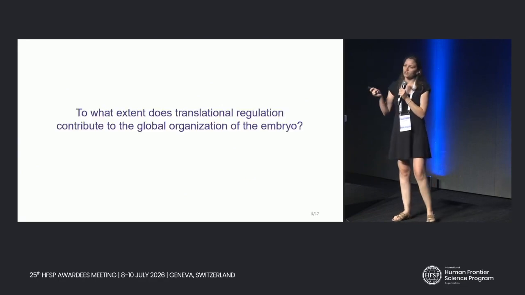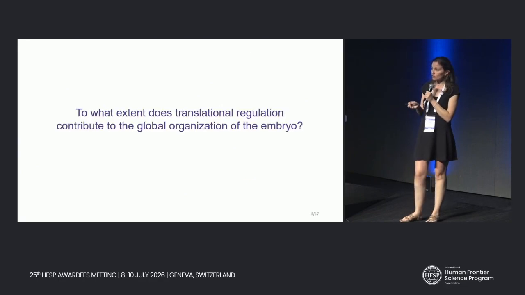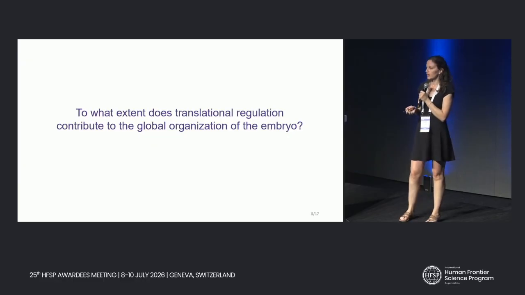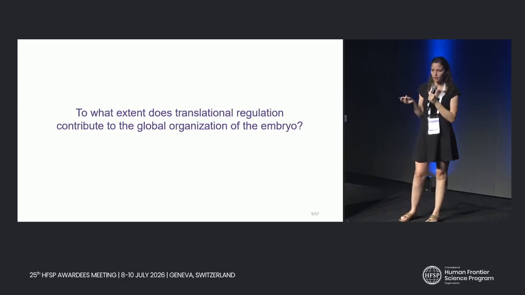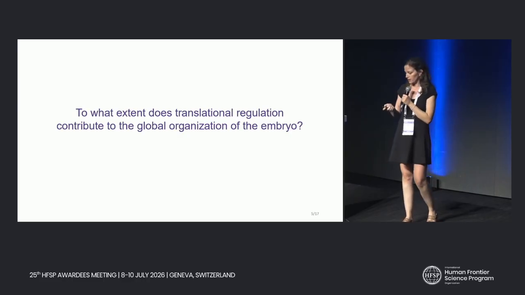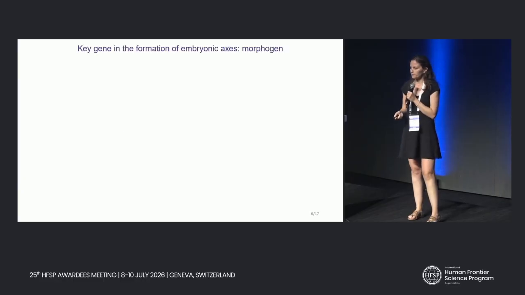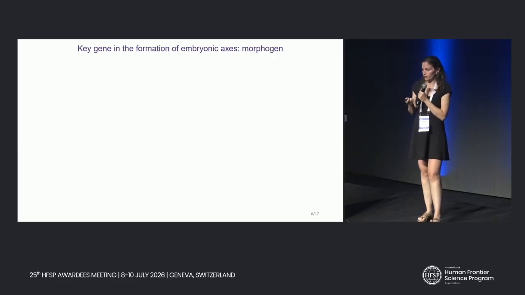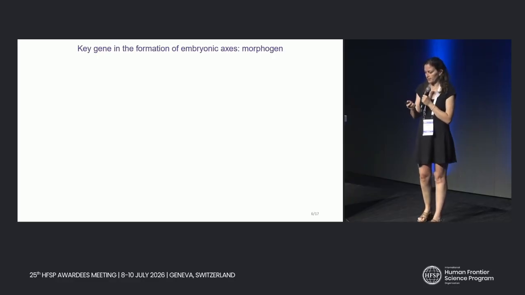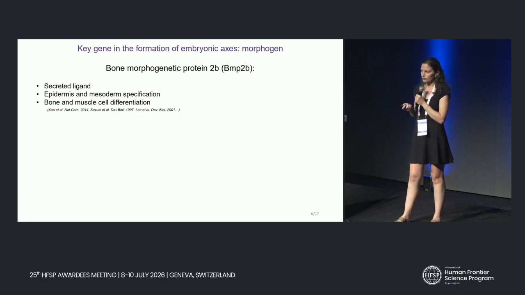And so the big question I have is to understand how regulation of translation can contribute to the global organization of the embryo as an independent layer of regulation. When I first thought about organization of the embryo, one key gene family that came to my mind are the morphogens that are involved in the formation of embryonic axes. And so I got interested in one of them, which is the bone morphogenetic protein 2B.